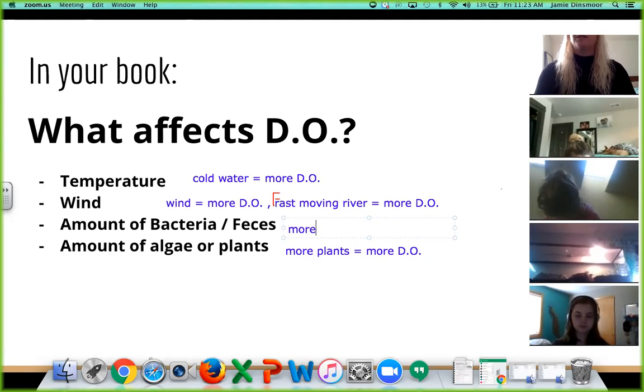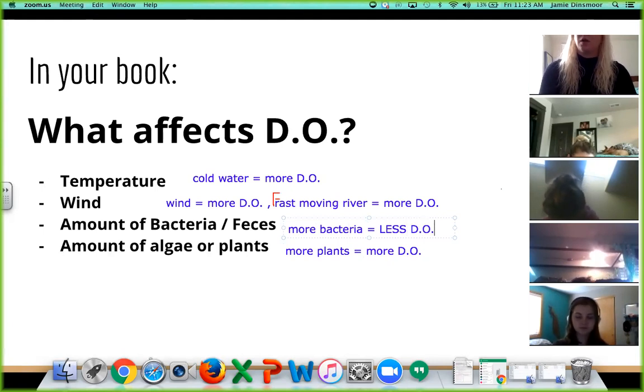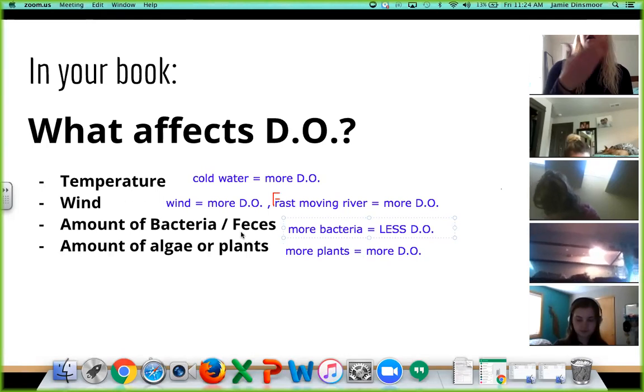So more bacteria actually equals less dissolved oxygen, right? Because they're going to be taking in that oxygen in order to live, and they don't produce oxygen, and they're not putting it back in the water. Same thing if you have a lot of feces, which is the fancy science word for poop. If you have a lot of poop in the water, you're going to have less dissolved oxygen, because that means there's more bacteria, and therefore there's less oxygen.